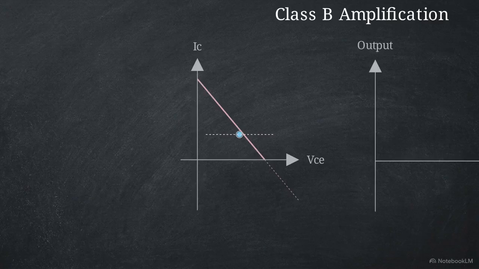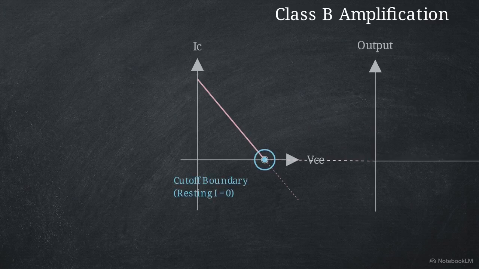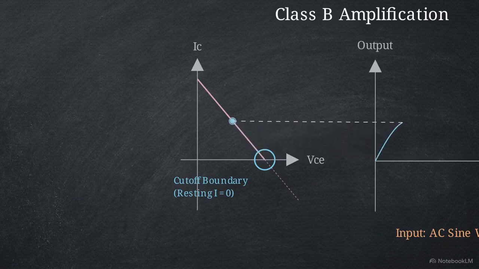We can relocate the Q point down the load line until it rests exactly on the cutoff boundary, where resting current is zero. We apply the exact same AC sine wave used in the Class A example. The positive half of the input signal pushes the Q point up into the active region of the load line, producing a clean output curve.